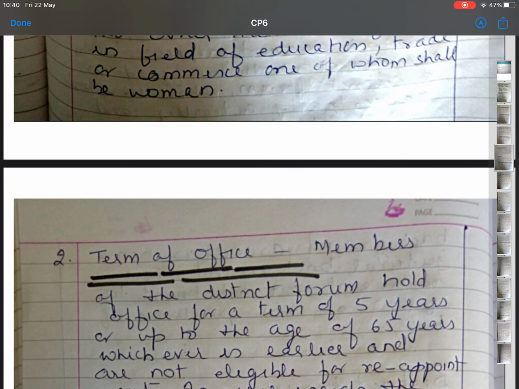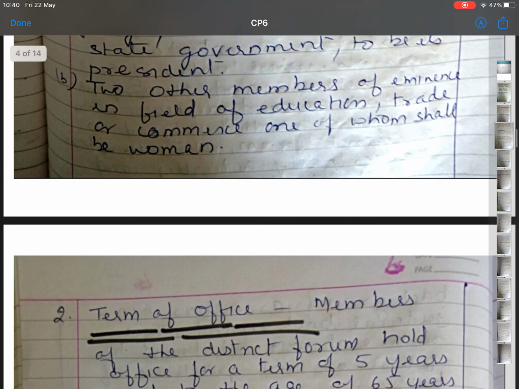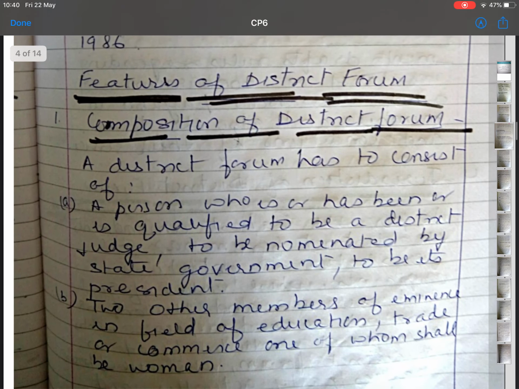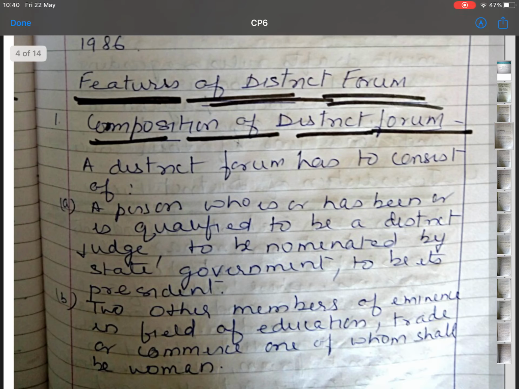possess a bachelor degree from a recognized university, and be a person of ability, integrity and standing, and have adequate knowledge and experience of at least 10 years in dealing with problems relating to economics, law, commerce, accountancy, industry, public affairs and administration.